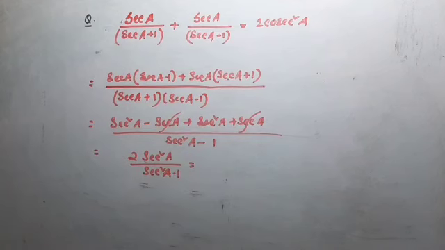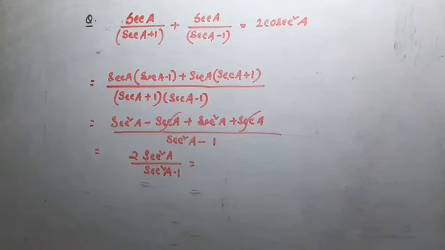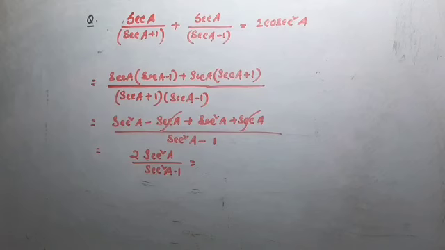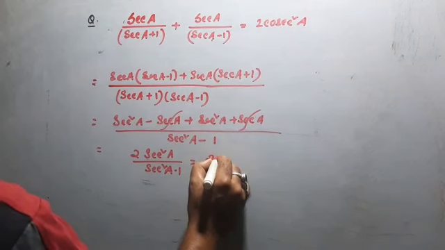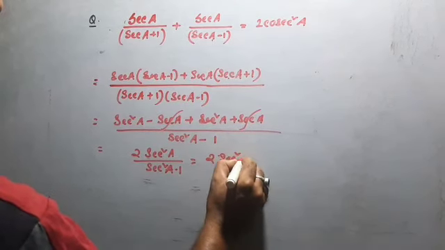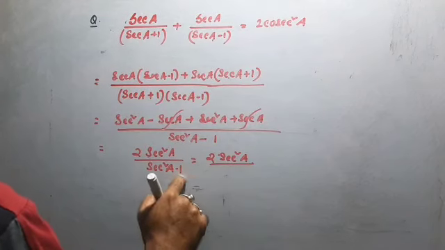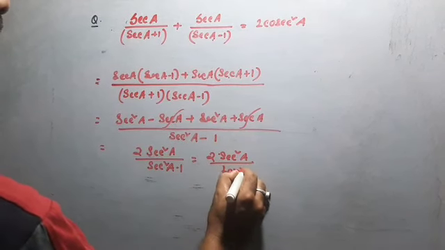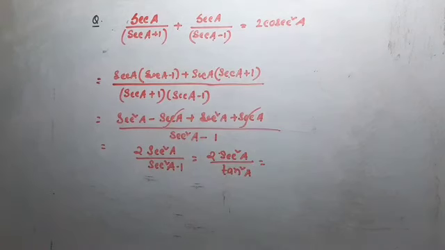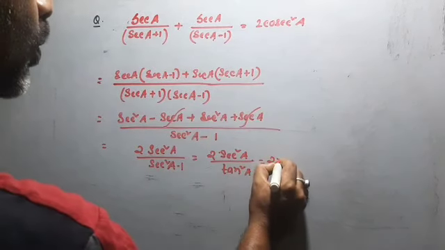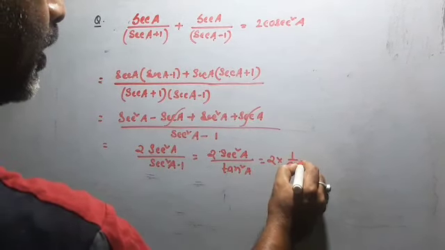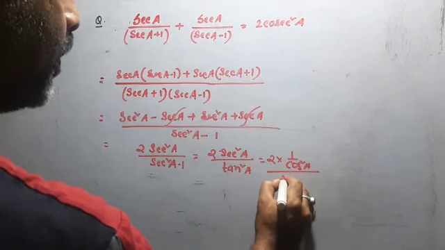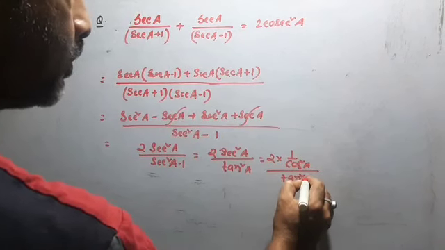minus 1. So sec square a minus 1 is what? Sec square a minus 1 is tan square. So you write 2 sec square a by sec square a minus 1 is tan square a. Now you change sec square. Sec square is 2 into 1 by cos square a by tan square a.